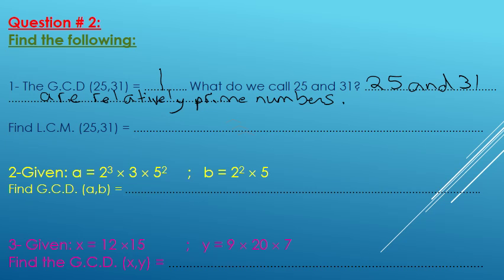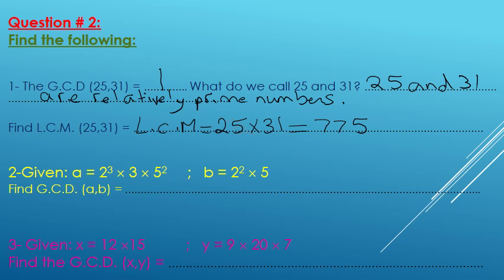Now, Dana, find the LCM of 25 and 31. It is number 1 times number 2. The LCM is equal to 25 times 31. The answer is 775.